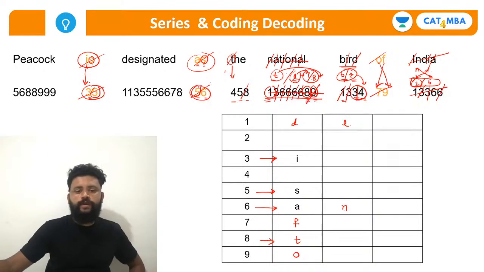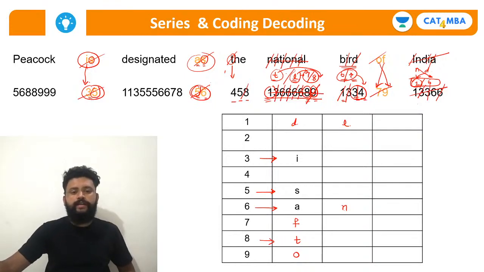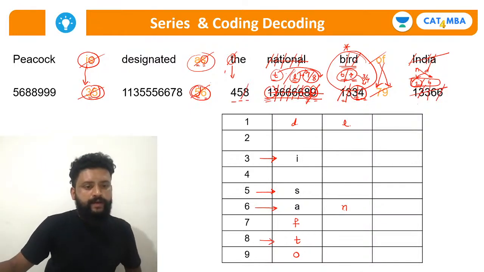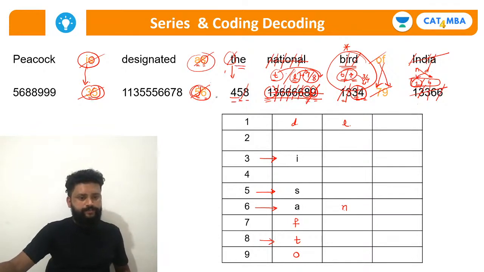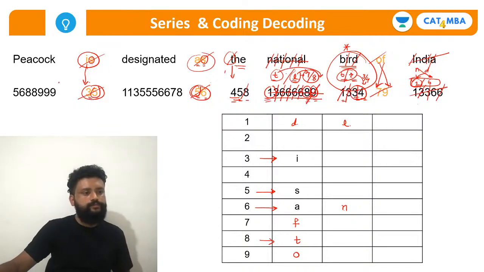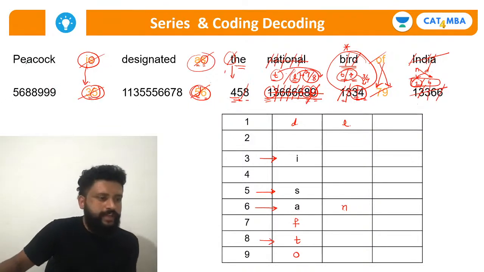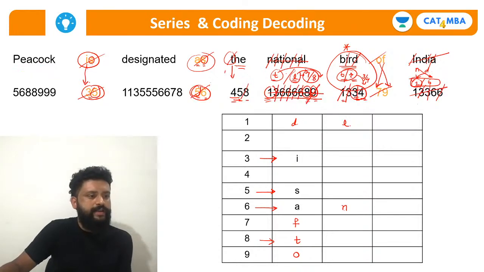All of these are done. Only B and R are left with 3 and 4. Then H and E we can also take out. Okay, for H and E, 4 and 5 are left. So let's have the words that have H or E. We have E here. In Peacock itself, we have one E.